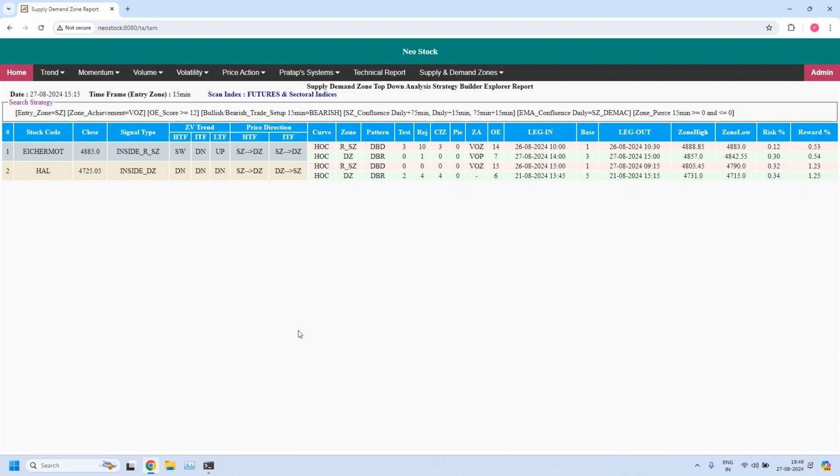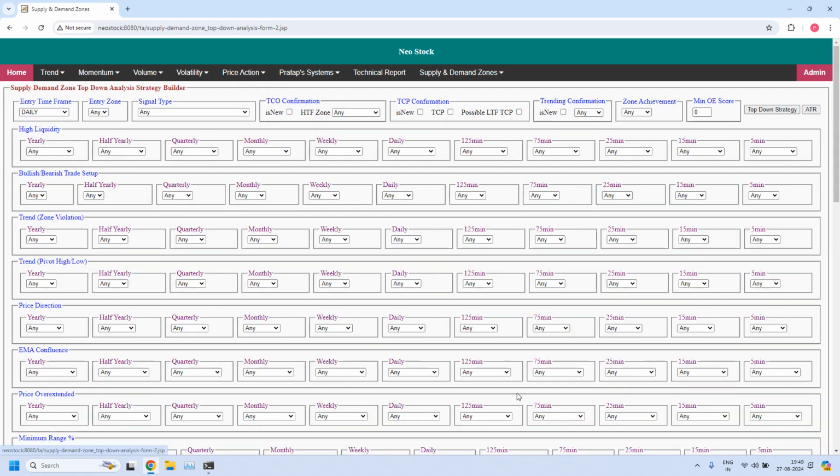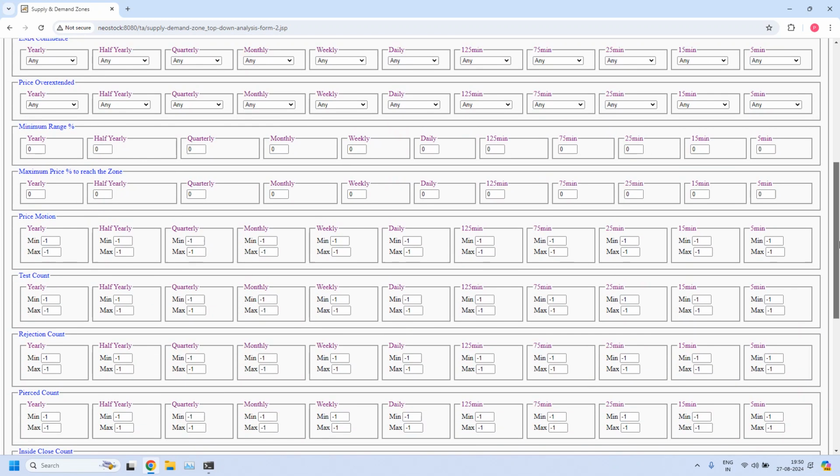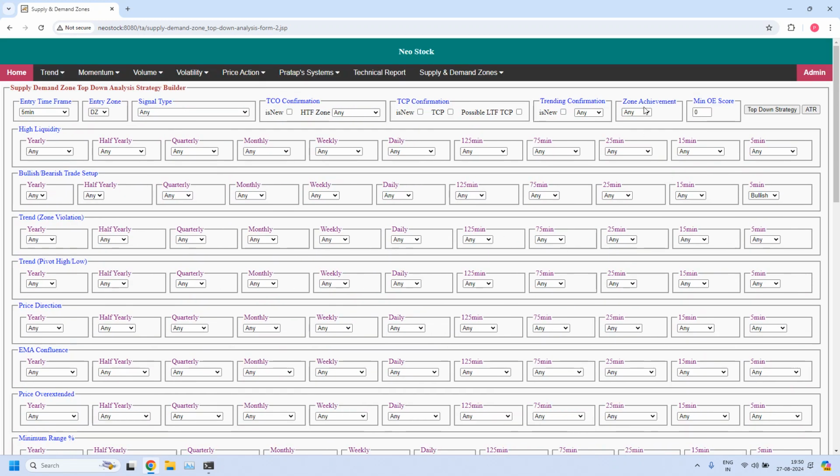Okay. And the last income trade is hourly income trade. So hourly income trade bullish trade setup, entry time frame is 5 minutes, entry zone is demand zone, and bullish or bearish trade setup at 5 minutes. I am selecting bullish. The 5 minutes demand zone should not be pierced. So in the pierced count in 5 minutes time frame, minimum value I am setting 0, maximum value I am setting 0, and the zone achievement is violated opposing zone, minimum odd enhancer score is 12. All the 3 filters are applied to 5 minutes demand zone.